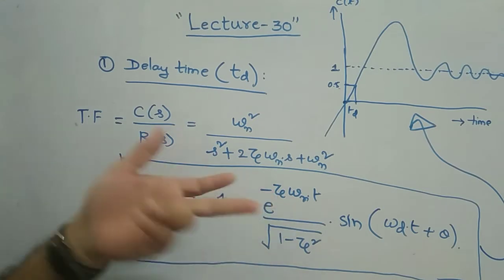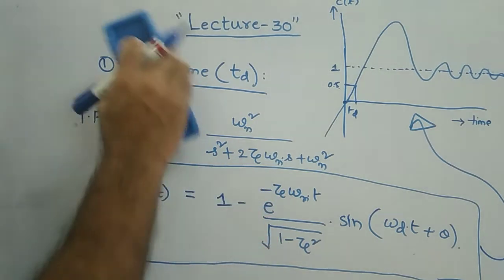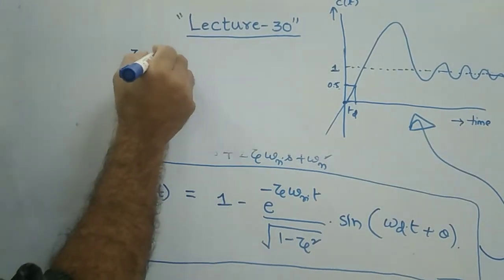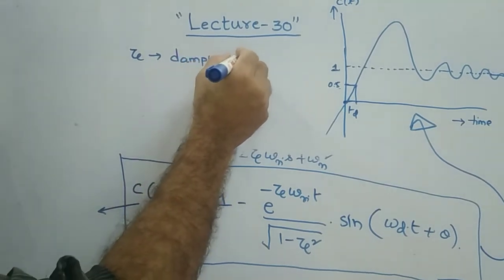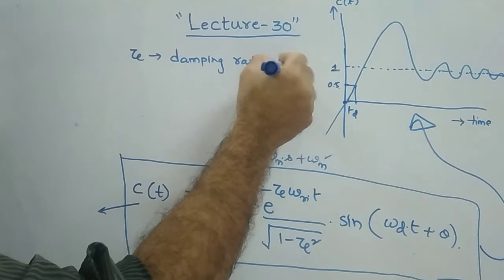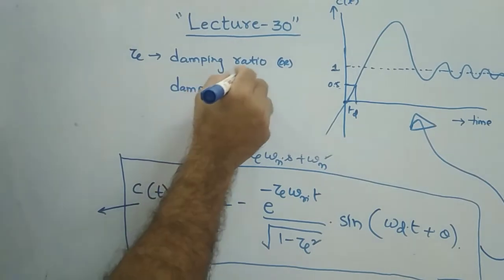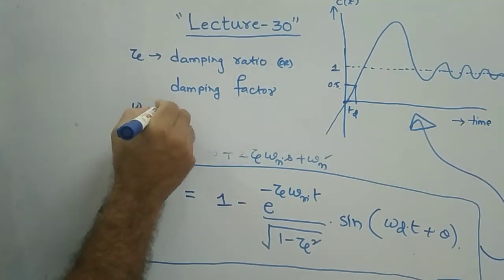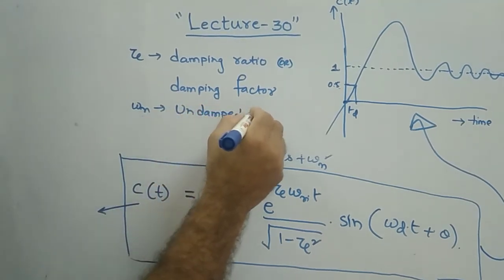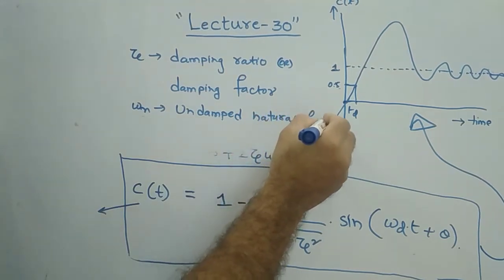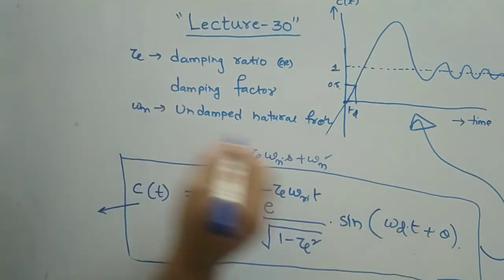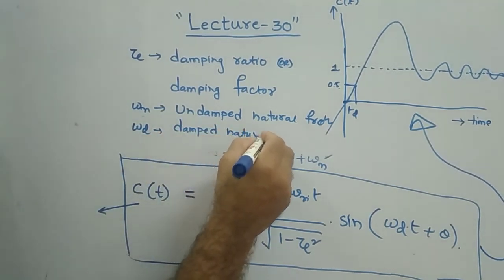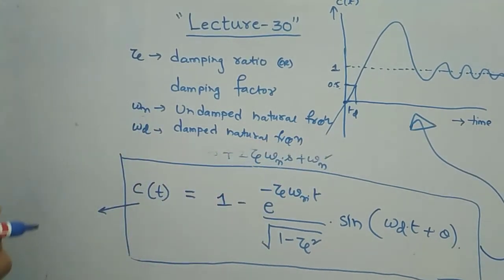Then what is zeta? We know that. Zeta is the damping ratio, or otherwise also called the damping factor. We have seen that. And what is omega n? Omega n is the undamped natural frequency. What is omega d? Omega d is the damped natural frequency. Clear? And what is theta in this expression?